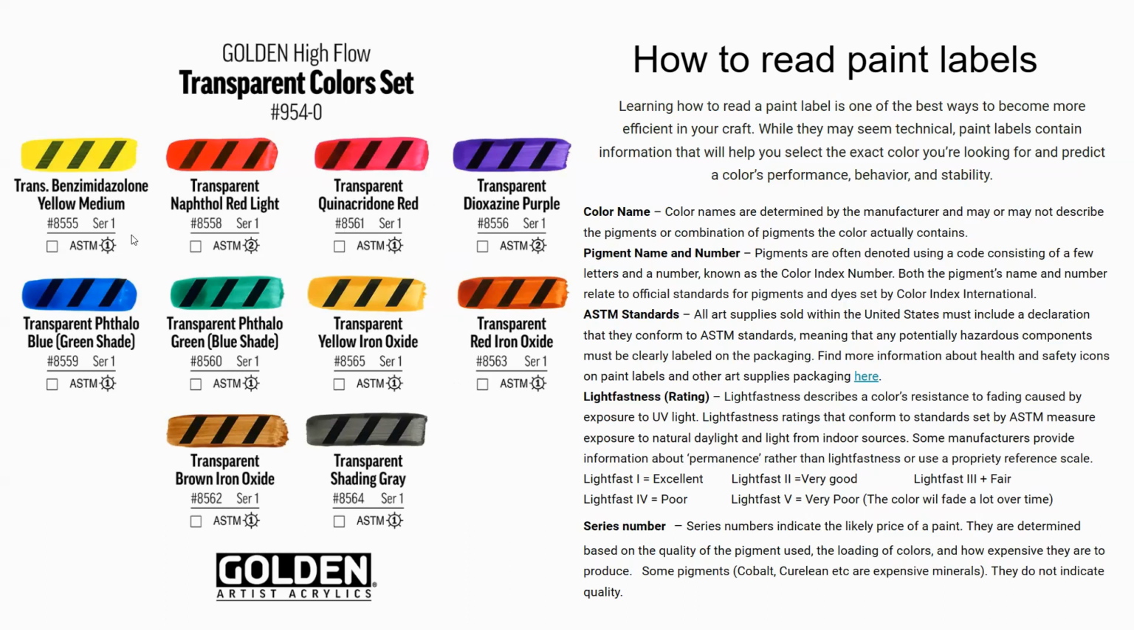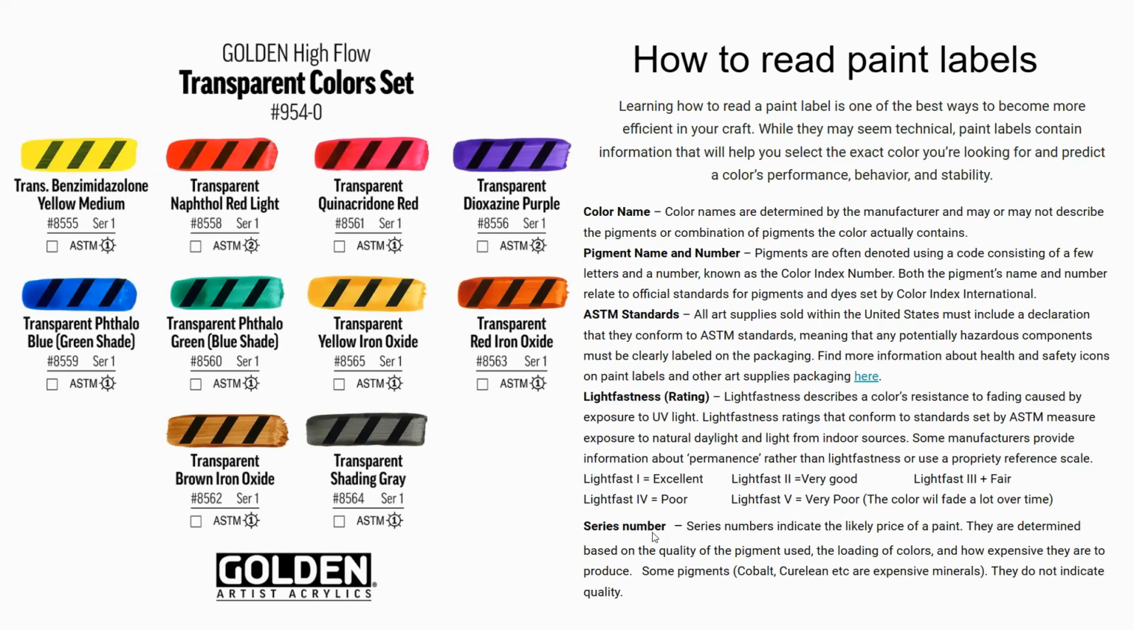You'll also see all of this stuff on the labels. These are the names of the colors and the code. The ASTM is essentially just a standard that will tell you if there are hazardous components, and also the lightfastness. A lightfast rating of 1 is excellent, so this color here will not fade over time. And then all the way down to lightfast 5, which means it will fade quite quickly.